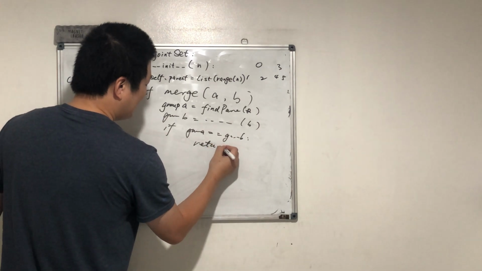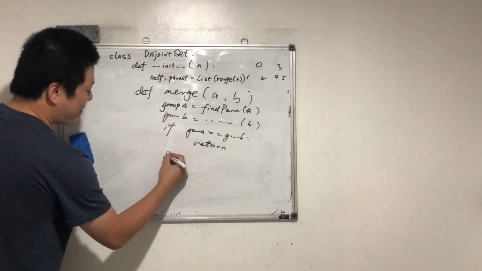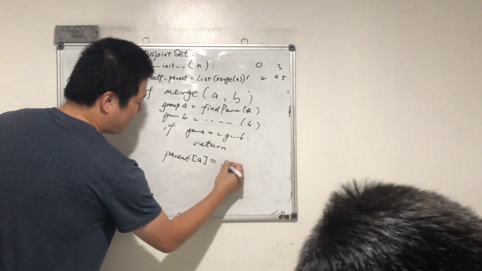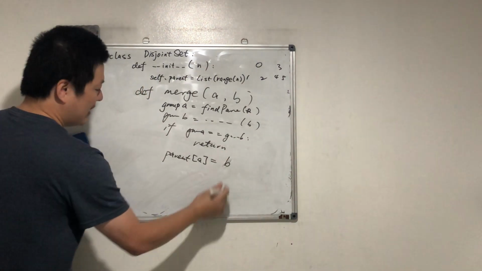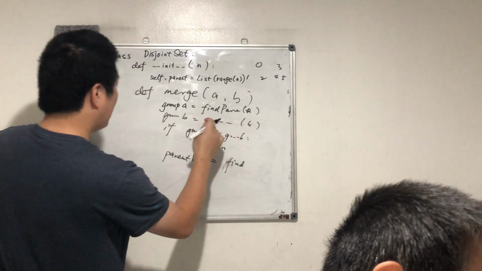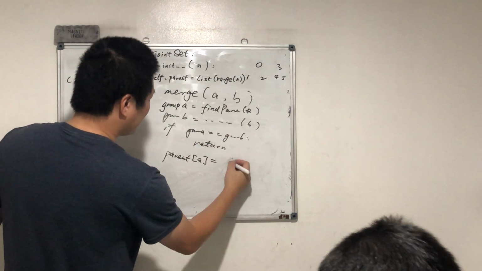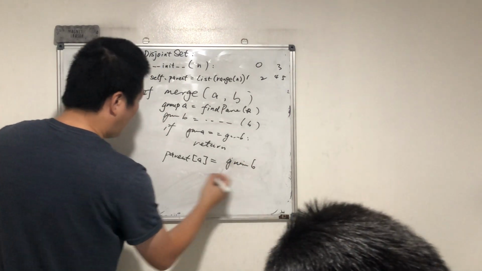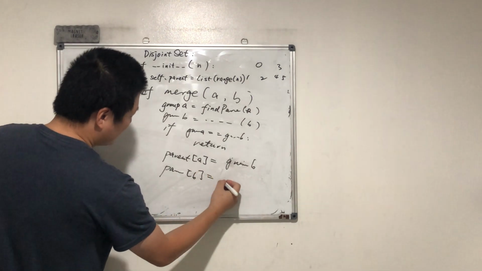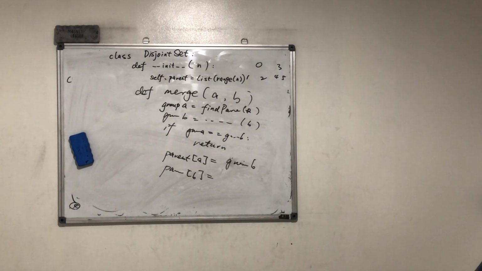Otherwise, I can do what? Parent A equals B, right? It equals what? Equals find parent B. No, actually it's group B. Okay, we already have this group B. Or we can do this. Parent B equals what? Parent A equals group B, or parent what?